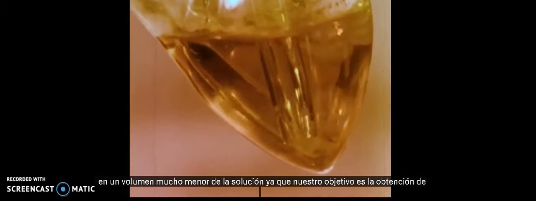Since our goal is to obtain elemental bromine, how do we now remove the bromine from the water in which it is dissolved? We could blow it out with air, as we did before, but to minimize loss of bromine into the air, we'll use live steam produced in this flask.